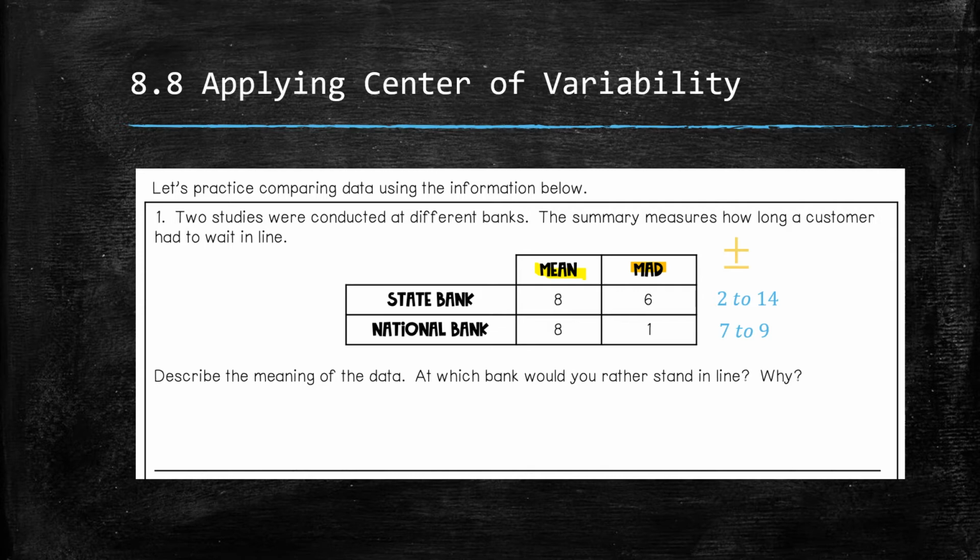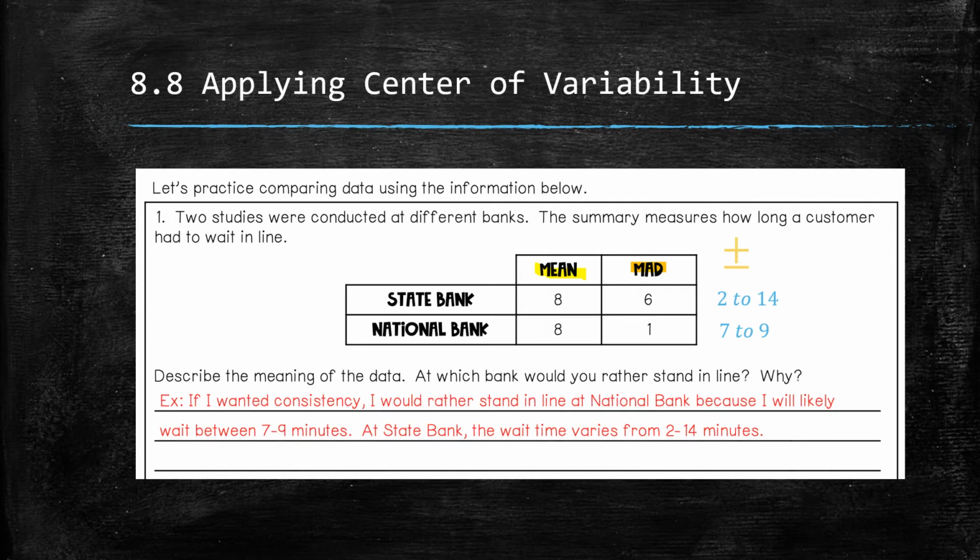So when I look at the MAD, I'm going to say National Bank is better because they're more consistent. The majority of the people are waiting around 8 minutes, whereas at Statewide the data is spread out, so it can vary greatly.